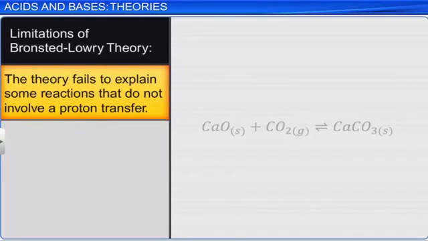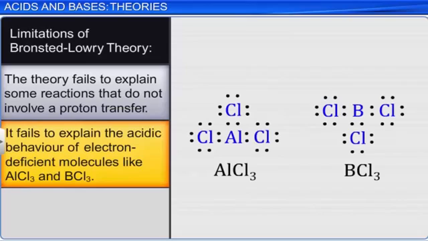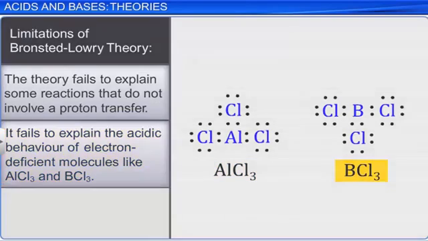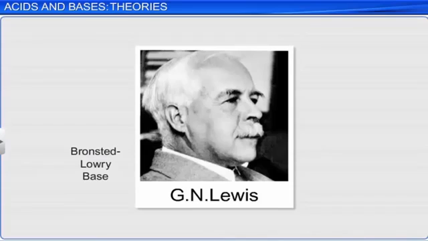For example, the neutralization reaction between the acidic oxide, carbon dioxide, and the basic oxide, calcium oxide, does not involve any transfer of proton. It fails to explain the acidic behavior of electron-deficient molecules like AlCl3 and BCl3. In 1929, G.N. Lewis proposed a more general theory of acids and bases, which is founded upon the electronic theory of valency.